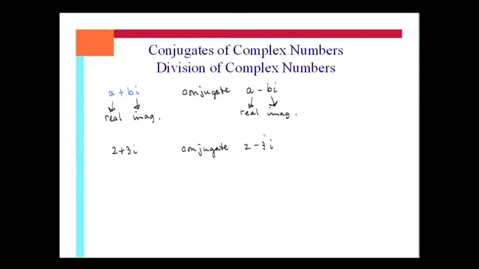It's that simple. Now, what good is this? Well, it helps us express division of complex numbers in a simplified format. So let's take this example. We have 2 plus 3i divided by -1 minus i. That's a division problem. In order to do division here, we're going to multiply both the numerator and denominator by the conjugate of the denominator.